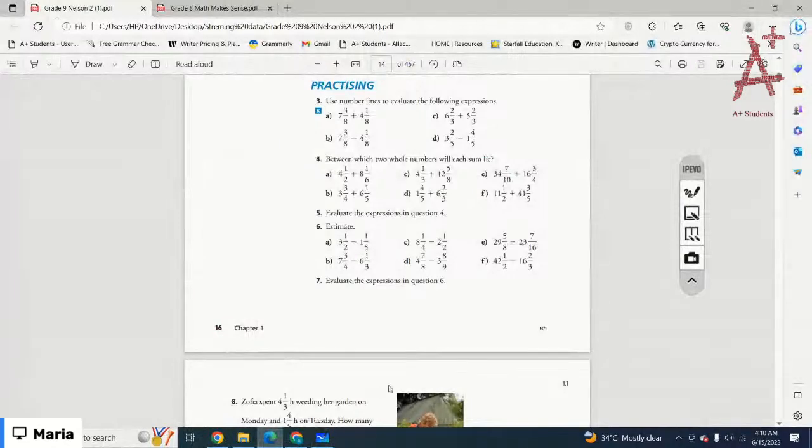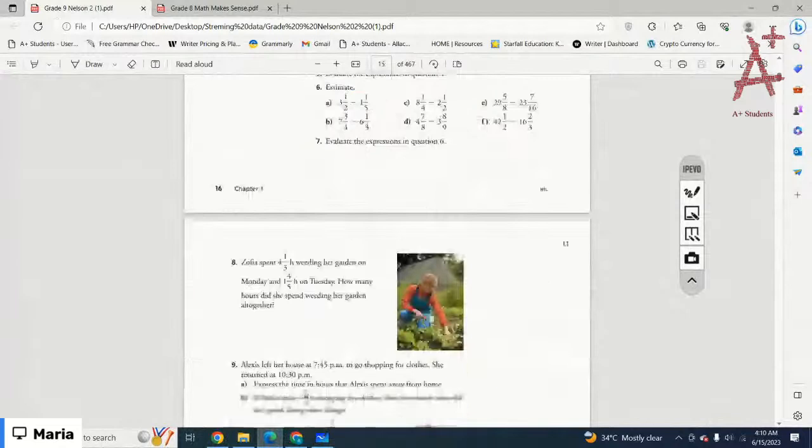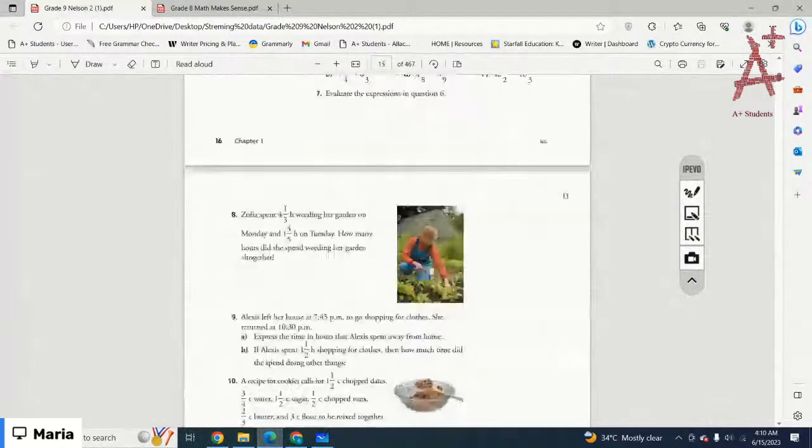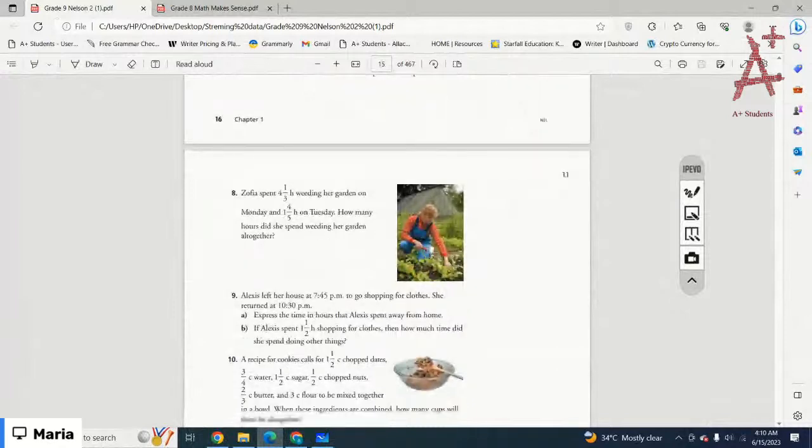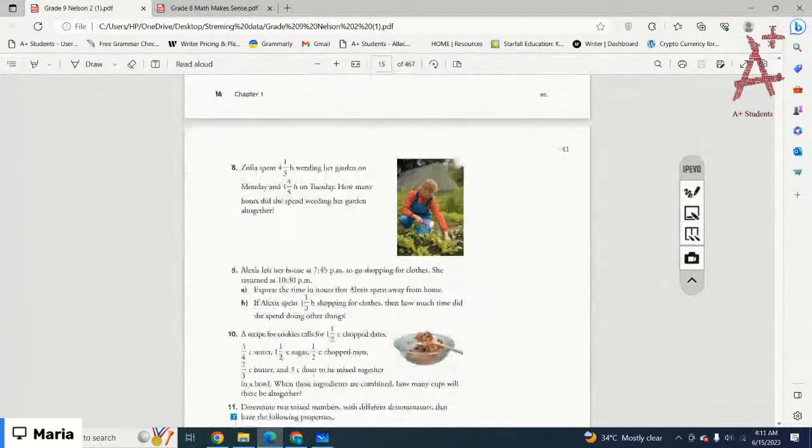Look at question number 8. Zofia spent 4 whole 1 over 3 hours weeding her garden on Monday and 1 whole 4 over 5 hours on Tuesday. How many hours did she spend weeding her garden altogether? You have to calculate the total time she spent in her garden, so you have to add them. Just add both fractions: 4 whole 1 over 3 plus 1 whole 4 over 5.